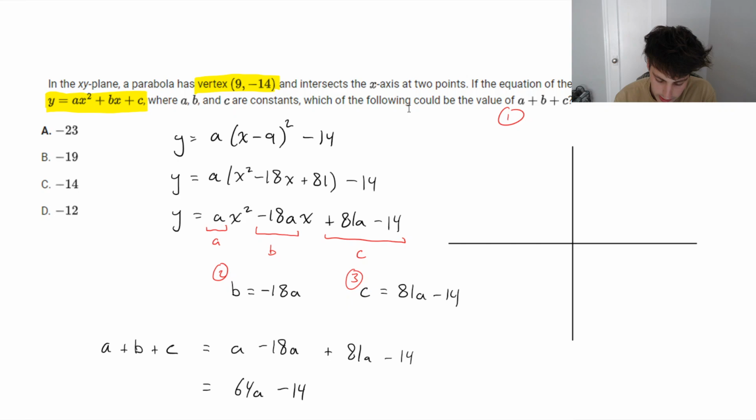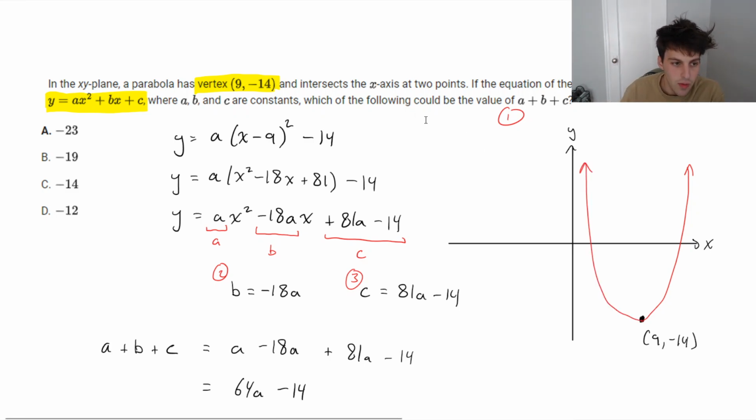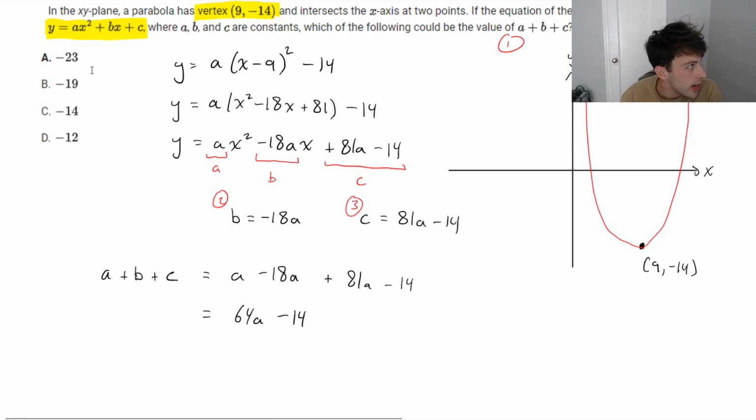I'll visualize what we just said as well. Y, x, right? So very approximately, we have 9, minus 14 here. And it tells us that it's going to intersect the x-axis twice. So that means that our parabola has to be facing upwards, something like that. So if our parabola is facing upwards, that means our value of a has to be greater than 0. So let's try plugging in different solutions here, A, B, C, and D, and see which value will give us an a that's greater than 0.